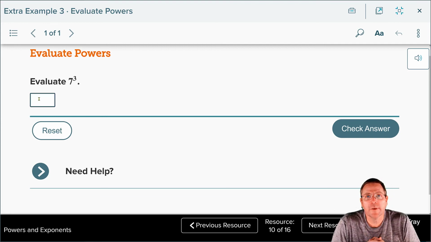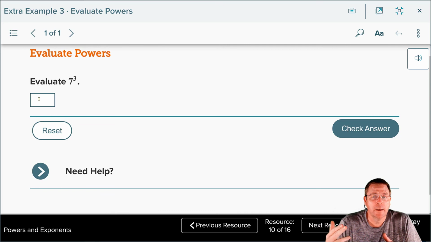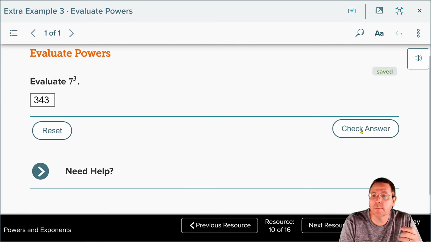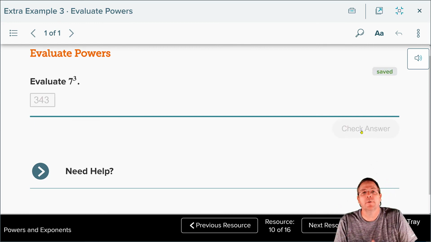Well, that number is going to be 7 times 7 times 7. 7 times 7 is going to be 49. 49 times 7, that's going to be 280 plus 9 times 7, that's always a tough one for me, 63. So that's going to be 343. Did I do that right in my head? I did that right in my head.